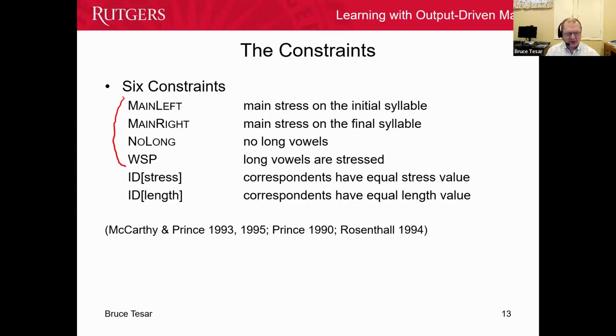The other two constraints are known as faithfulness constraints, and they govern the relationship between the input and the output. As the name might suggest, a faithfulness constraint is opposed to any change. It wants the output to be faithful to the input. So anytime you change something in the output from the way it was in the input, you get a violation of a faithfulness constraint. Ident stress is violated anytime the output version of a vowel has a different value of its stress feature from the input version of the vowel. Ident length is violated whenever the output version of a vowel has a different length feature value from the input version of the vowel.